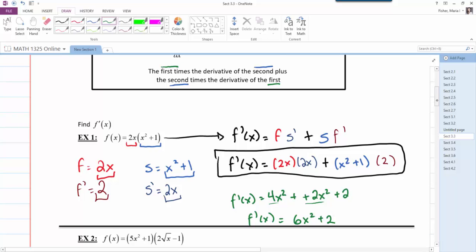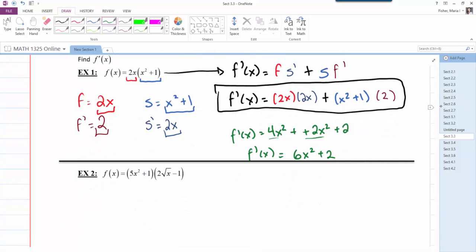All right, let's do the next one. F of x is equal to 5x squared plus 1 times 2 square roots of x minus 1. So the first thing we want to do, just like last time, is label my first.